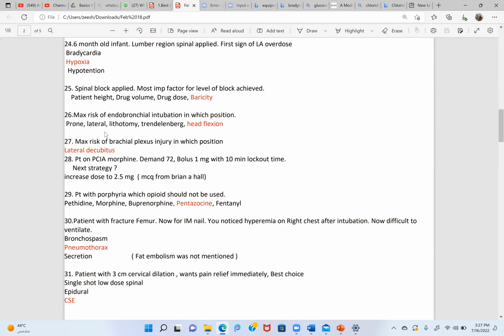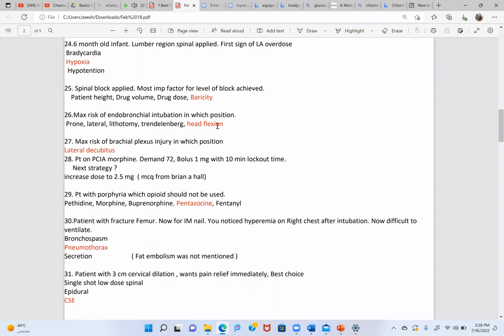Okay. So what is the next question? Maximum risk of endobronchial intubation in which position? Head flexion, Trendelenburg. What would you say? I would say Trendelenburg, not head flexion. Sir, I think head flexion is right. How? When there is head flexion, the carina will come up and there are chances of endobronchial intubation. If you are doing head flexion in reverse Trendelenburg position, will it have the same effect? Because in the Trendelenburg position, the diaphragm is pushed. When we are making the head flexion, what is happening? Sir, the tube is pushed more downward.